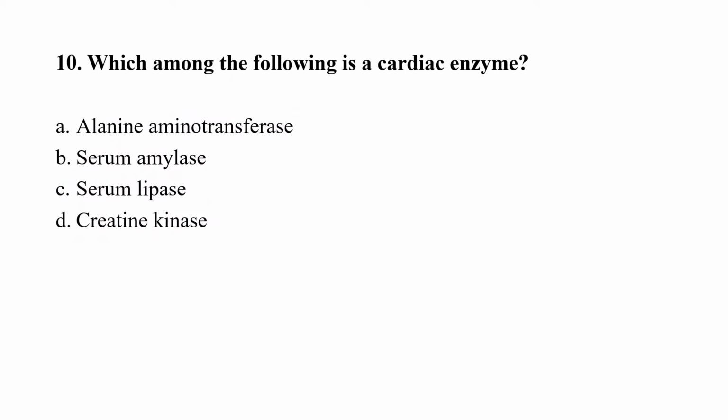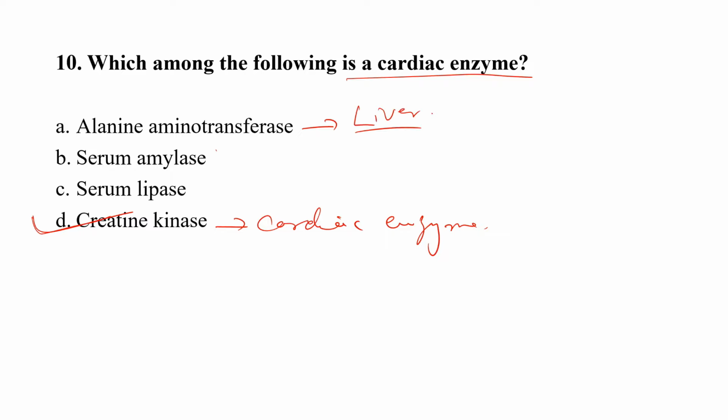Question number 10. Which among the following is a cardiac enzyme? Option A, alanine aminotransferase; option B, serum amylase; option C, serum lipase; option D, creatine kinase. The correct option here is option D, which is creatine kinase. Creatine kinase is the cardiac enzyme. Whereas alanine aminotransferase is the liver enzyme. And these two, serum amylase and serum lipase, are pancreatic enzymes.